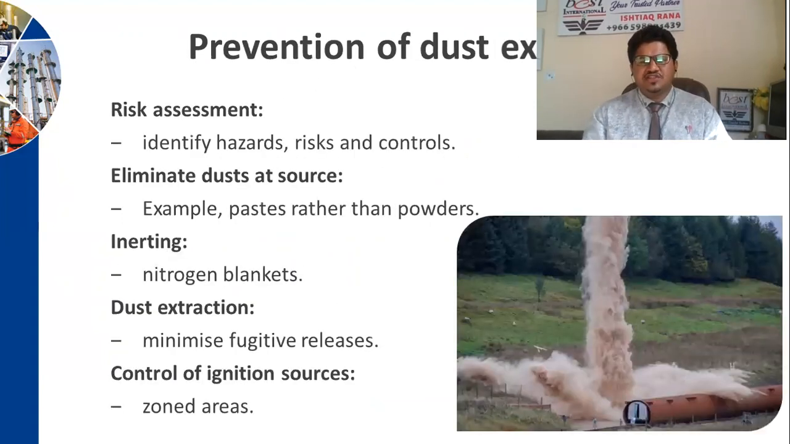Now, prevention of dust explosions. How are we going to prevent them? Risk assessment is mandatory: identify hazard, risk and control. Eliminate dust at source, for example using paste rather than powders. Inerting with nitrogen blankets is important. Dust extraction minimizes fugitive releases. Control of ignition sources, with zoned areas, is important.